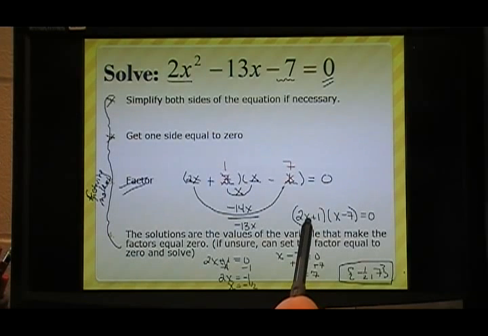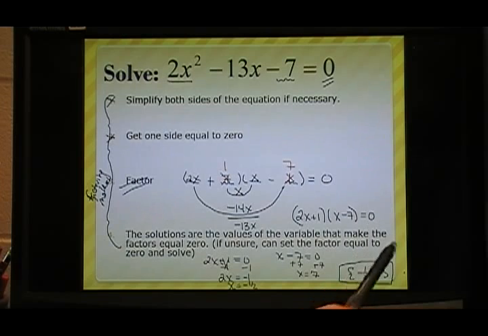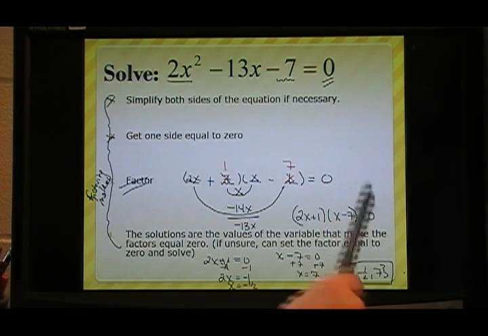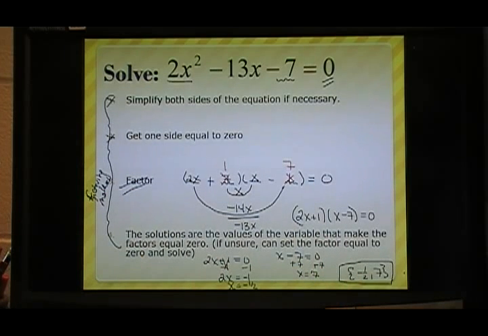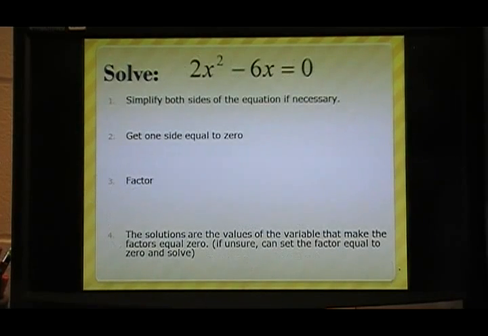If you put negative 1/2 in here, 2 times negative 1/2 is negative 1, and negative 1 plus 1 is 0, and 0 times anything does equal 0. Also, if you put 7 in, 7 minus 7, that's 0, and anything times 0 is 0. So for the product to equal 0, the factors must equal 0. At least one of the two factors must equal 0. So that's how you factor if you're working with 3 terms. You just do guess and check.